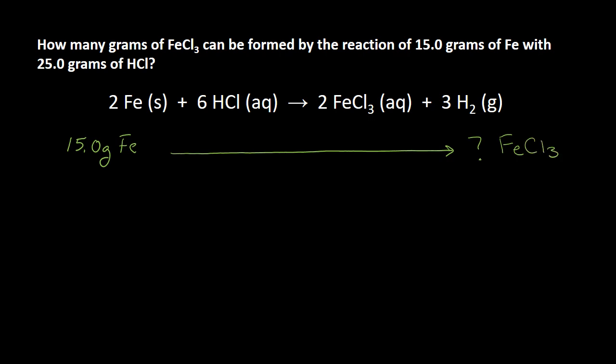This problem is going to be just like the ones we did in the first part of 5.5, right? We're going to ignore the hydrochloric acid completely, and just based on this 15 grams, how much iron chloride can we make? Since we're trying to relate iron and iron chloride, we know that we have to have a mole to mole conversion in the middle. That's always going to be true.